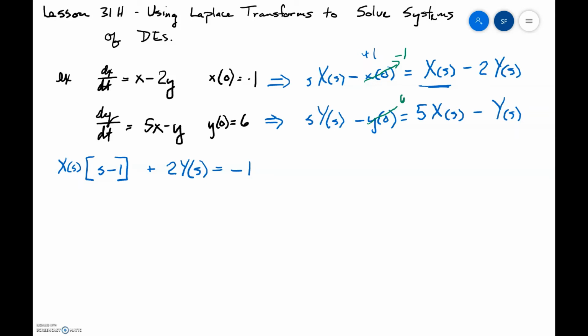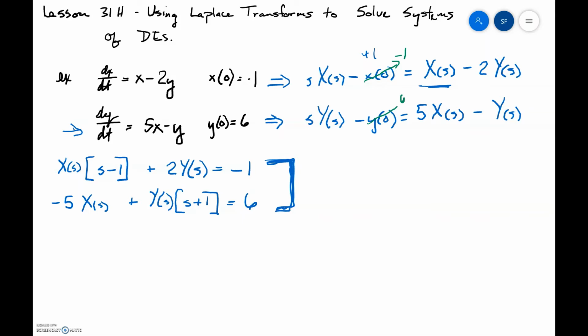Okay, so let's do the same thing for what was the original dy/dt. So I have a negative 5 X of s plus Y of s. I now have an s plus 1, and this now becomes a positive 6 on the other side. Okay, and so these are the two Laplace equations that we will come back to a couple of different times.